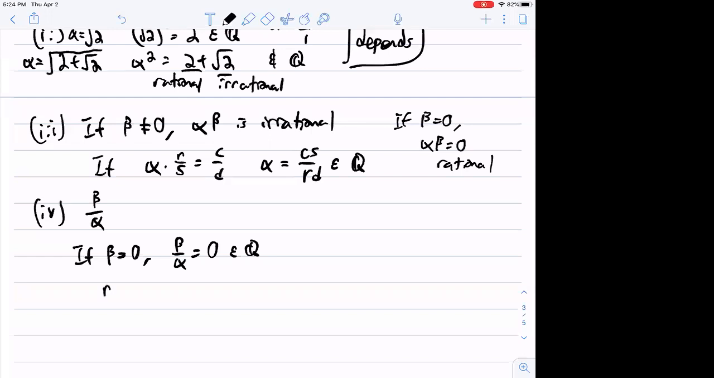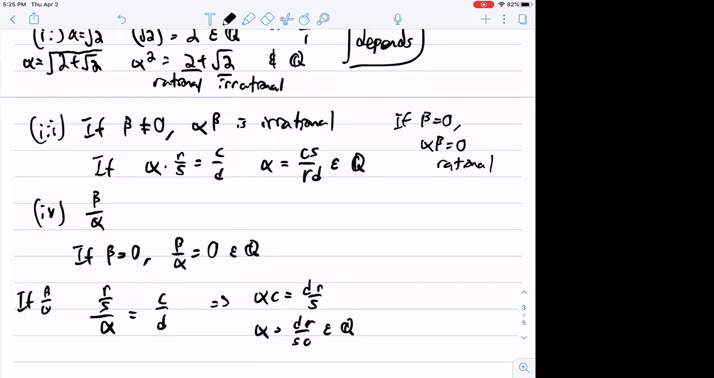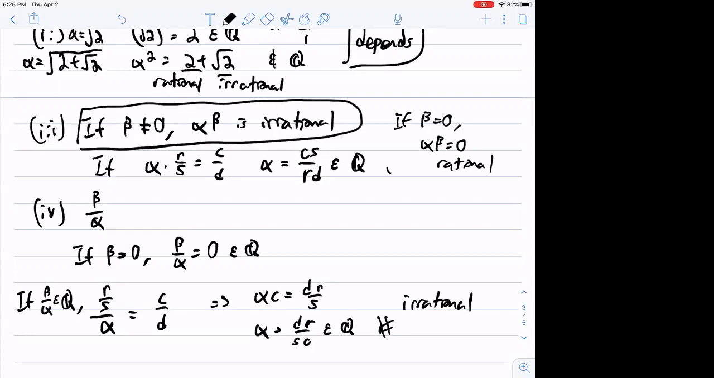So here, it's the same game, right? You just say this is C over D. And if you cross multiply, you get alpha C equals DR over S. So alpha is DR over SC, right? So this is in Q. So if beta over alpha was in Q, then again we get a contradiction, right? So we get irrational. Box this.